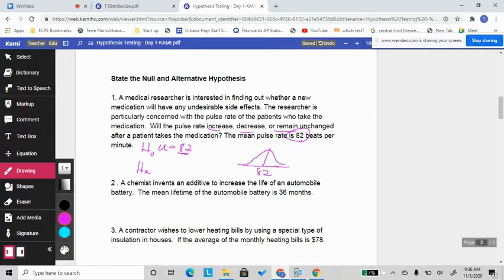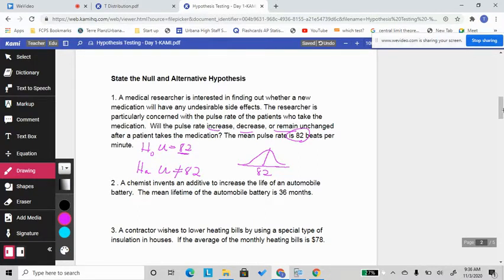Now we're going to give a group of people this medication, and we're worried about a side effect of pulse rate, but we're not sure what's going to happen to the pulse rate. It can go down, up, or it may stay the same, but we don't really know. So if we don't know whether it's going to go down or up, we just do what we call a two-tail test, or a not equal to test, and we make it not equal to 82.